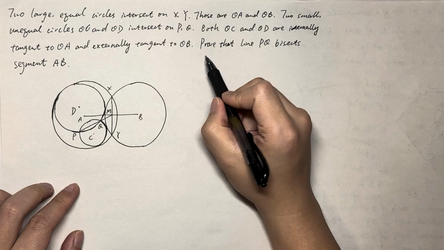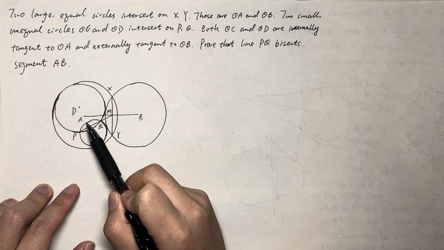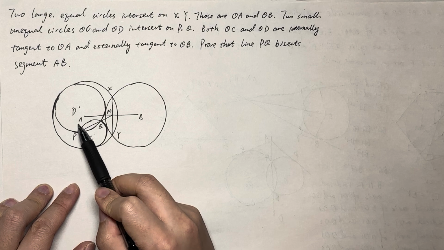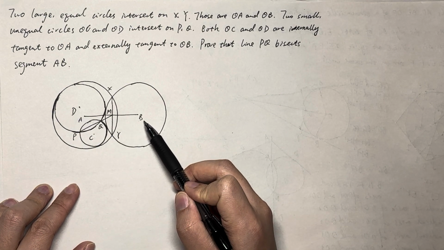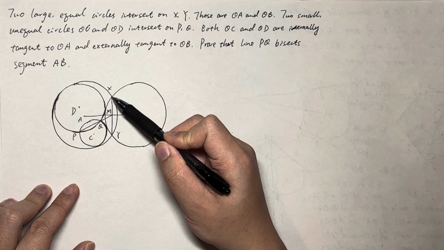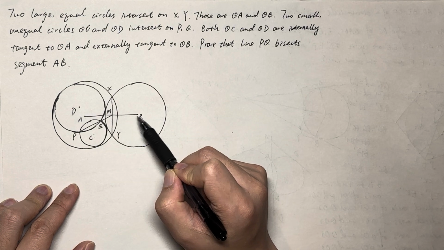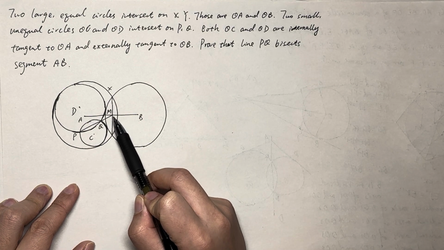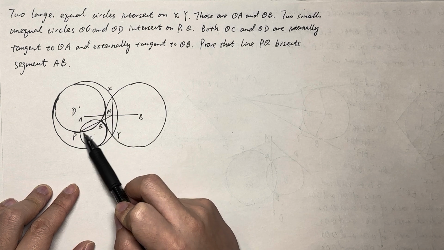Okay, so we want to prove that line PQ bisects segment AB. Here I do the connection of XY and AB. So we already know that circle A and circle B are equal, right? So the intersection point of XY and AB is a midpoint of segment AB. I mark it as M. So we want to prove that P, Q, M are collinear. Or in other words, we want to prove that M is on the line of PQ.